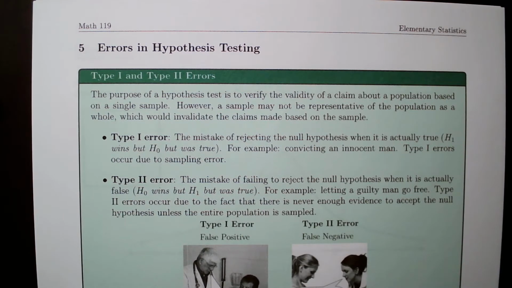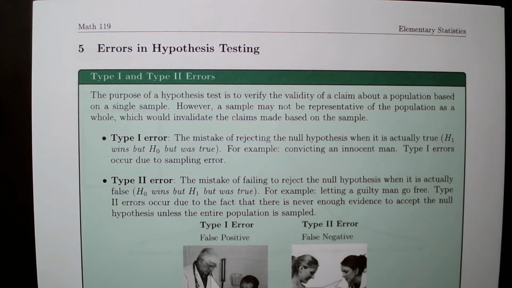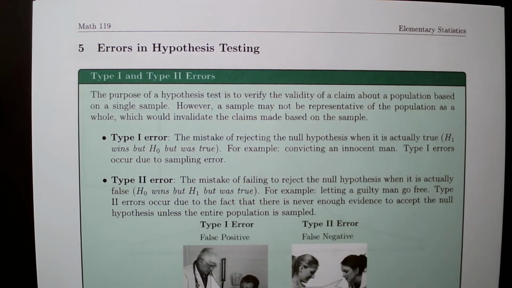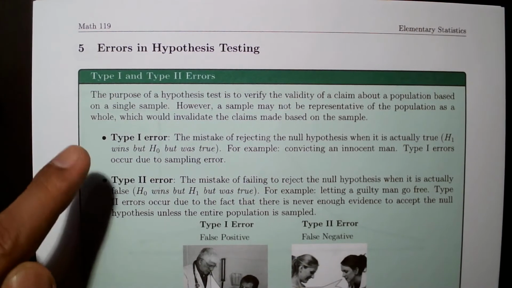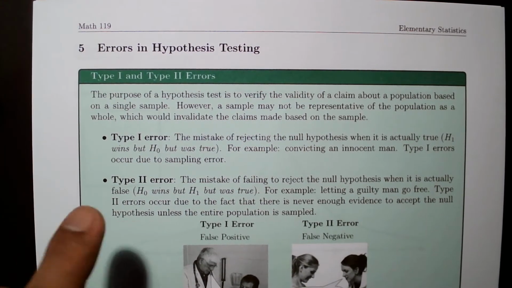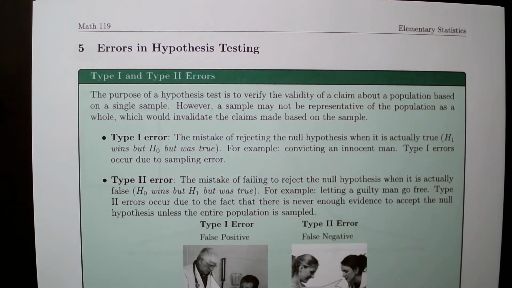All right. So there are two types of errors in hypothesis testing, and these two errors arise when we run into issues with the sampling, where in some cases the sample may not be representative of the population as a whole. And if that's the case, well, the whole process is invalid.